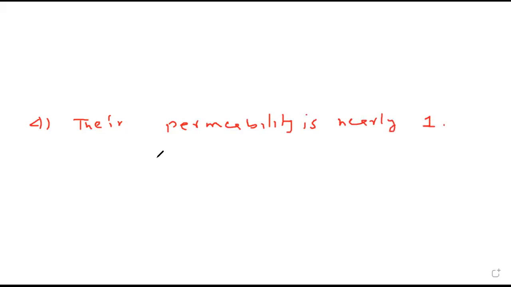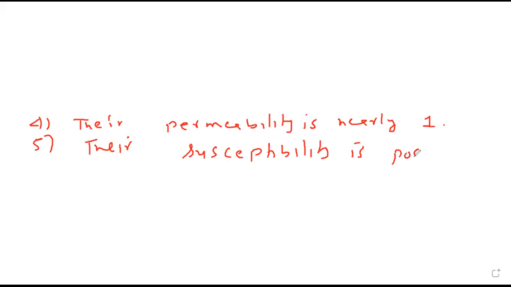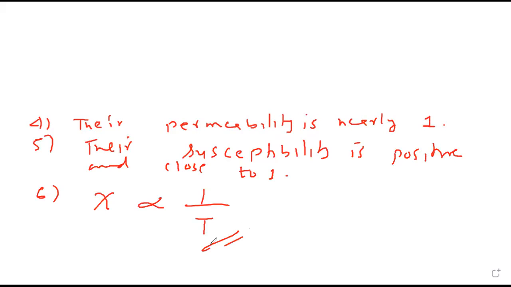Fourth point. Here permeability is nearly 1, whereas susceptibility is positive and close to 1. Susceptibility is inversely proportional to absolute temperature. This is important for numericals.